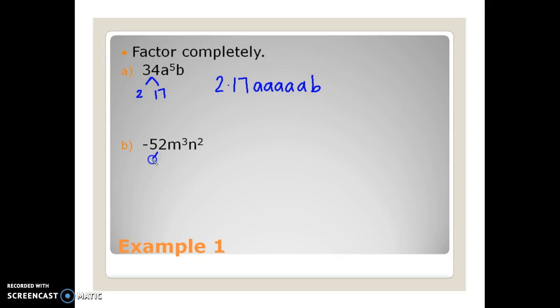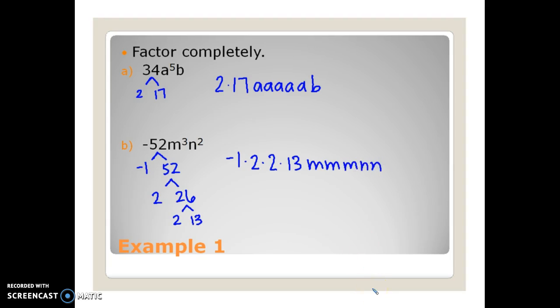So if I do it again with negative 52 m cubed n squared, I'll start by making that a negative 1 and positive 52. Then we have 2 and 26, 2 and 13. So this one simplifies to negative 1 times 2 times 2 times 13, and then I have 3 m's and 2 n's. That's as far as I can break down negative 52 m cubed n squared. So I've factored it as far as it can go.